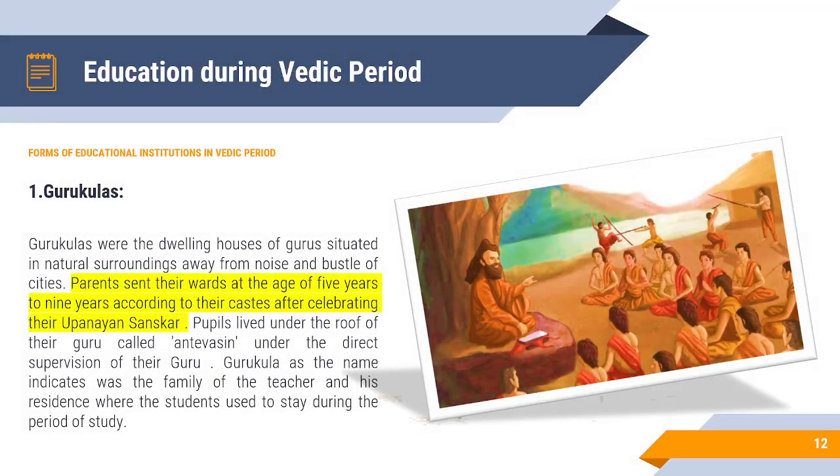So, forms of educational institution in Vedic period. The first one is Gurukulas. As we discussed earlier, Gurukula used to be the home of the teacher, where parents sent their wards at the age of 5 to 9 years according to their caste after celebrating their upanayana sanskar. That was basically a dwelling house of gurus situated in natural surroundings away from the noise and bustle of cities. People lived under the roof of their guru, called Antevasin, under the direct supervision of their guru. Gurukula, as the name indicates, was the family of the teacher and his residence where the students used to stay during the period of study.